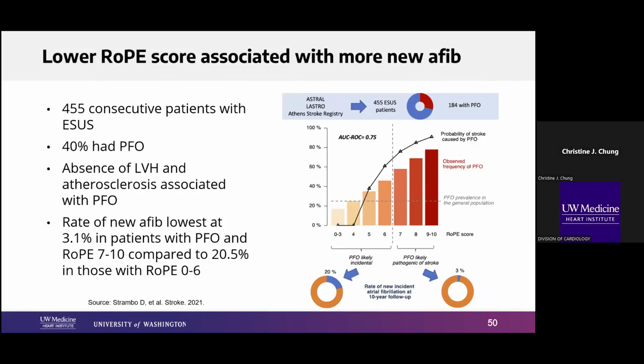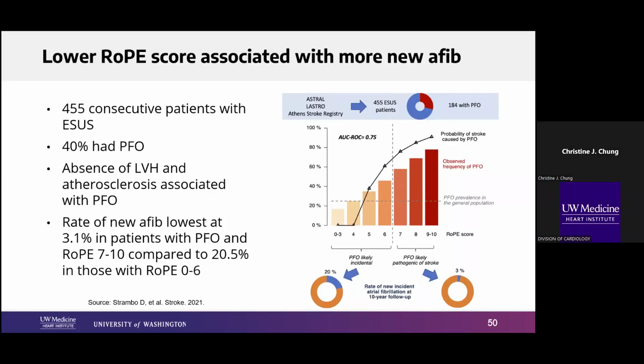So this is another study just illustrating that although imperfect, the ROPE score does correlate with the prevalence of PFO in patients that have embolic stroke. So this is a prospective registry of consecutive patients that were all diagnosed with embolic stroke. 40% to start had PFO. And then when they used the ROPE score to discriminate people who are less likely versus more likely to have had a PFO-related stroke, that correlated nicely, where an increase in ROPE score positively correlated with a much higher proportion of those patients going on to actually be diagnosed with a PFO.